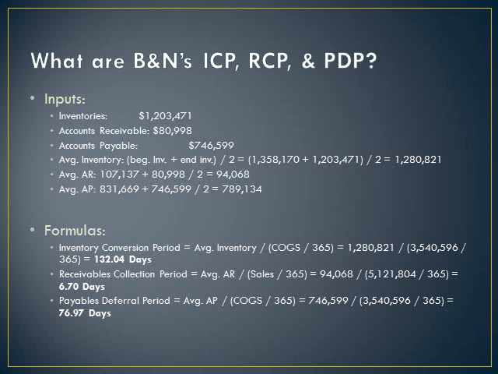In order to calculate ICP, we take average inventory divided by daily cost of goods sold. When done so, we get 132 days. For receivables collection period, we take average accounts receivable and divide that by daily sales. When done so, we get 6.7 days. And to get payables deferral period, we take average accounts payable and divide that by daily cost of goods sold. This comes out to nearly 77 days.